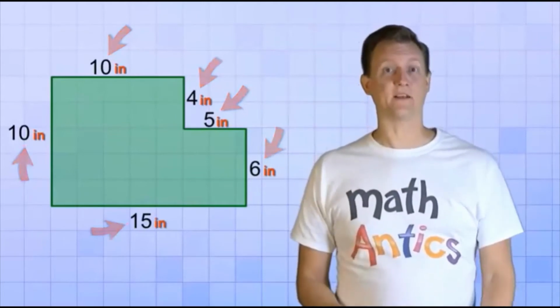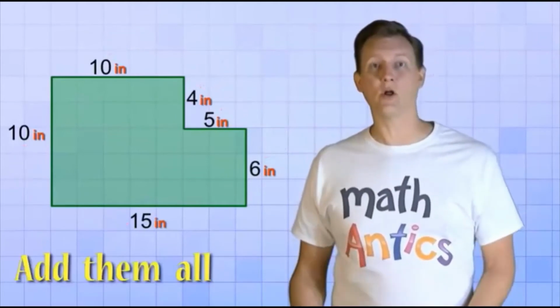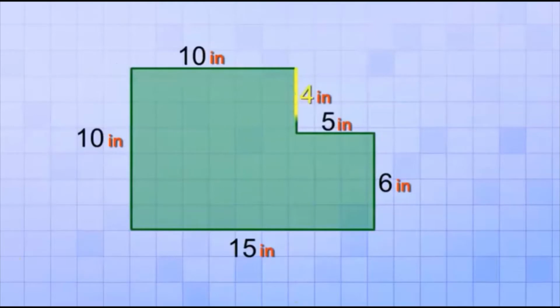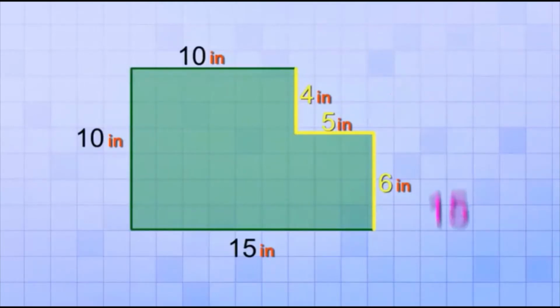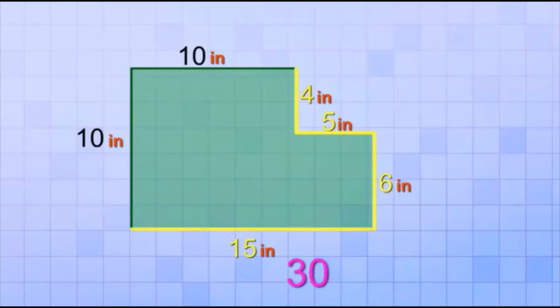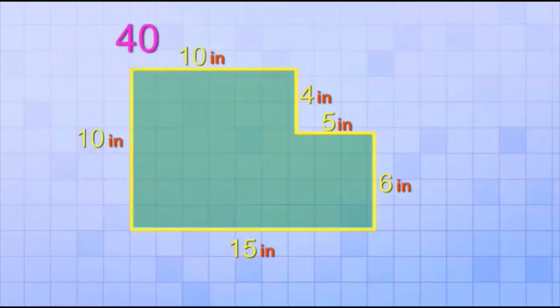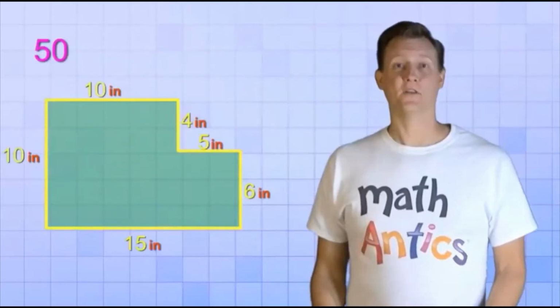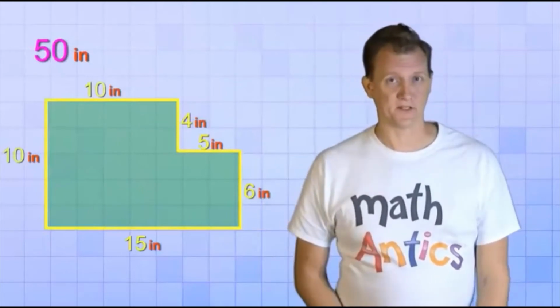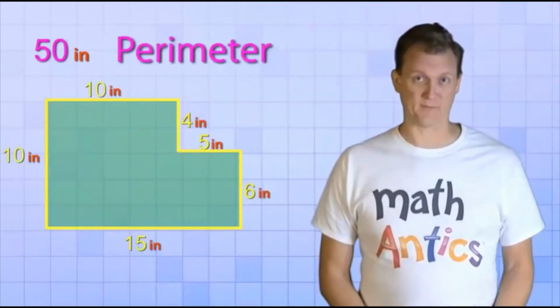And now that we know the lengths of all the sides, we can just add them all up to get the perimeter. 4 plus 5 plus 6 equals 15, and then 15 plus 15 equals 30. 30 plus 10 equals 40. And last of all, 40 plus 10 equals 50. So, the sum of all the sides is 50 inches. And that's the perimeter of this shape.